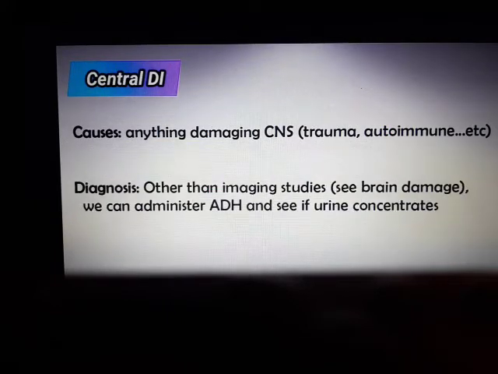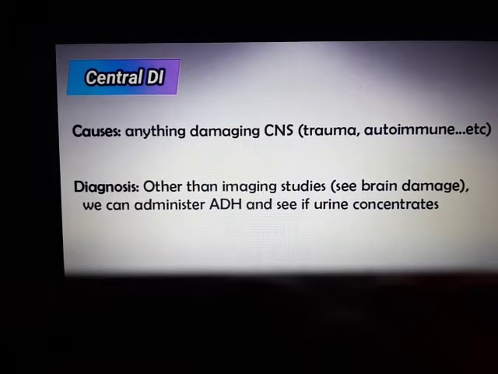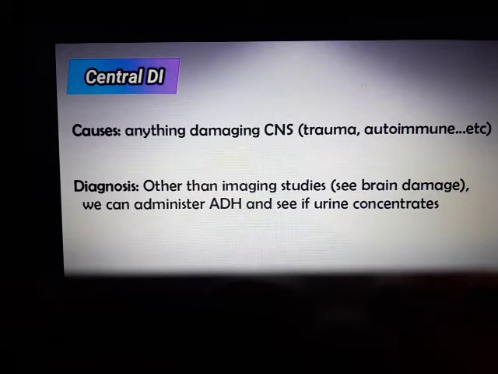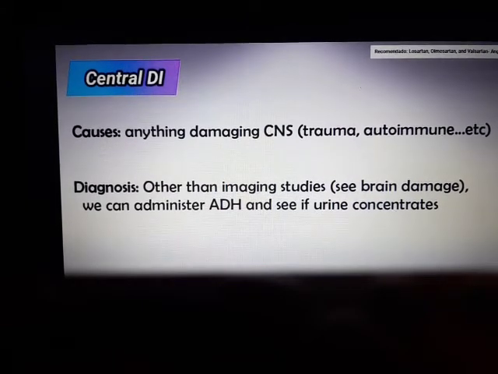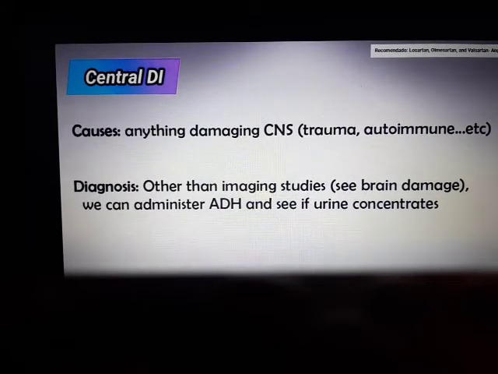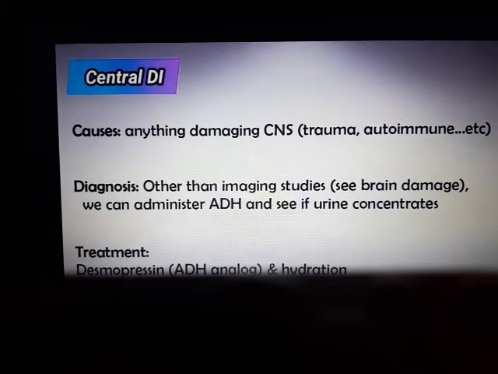The cause for central diabetes insipidus is basically anything that can damage the brain and decrease the secretion of ADH. The diagnosis is basically made by imaging studies where we see damaged brain, or by administering ADH and reversing the pathophysiology of central diabetes insipidus. In other words, if administration of ADH results in concentrated urine, this is the central type. The treatment is ADH analogs and hydration.